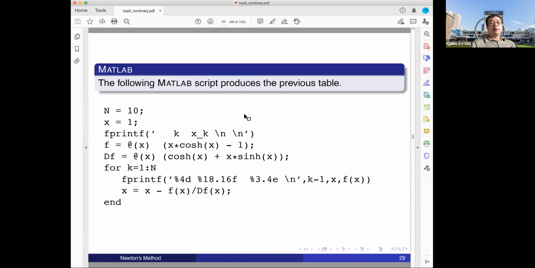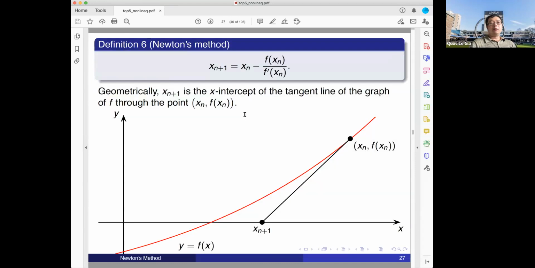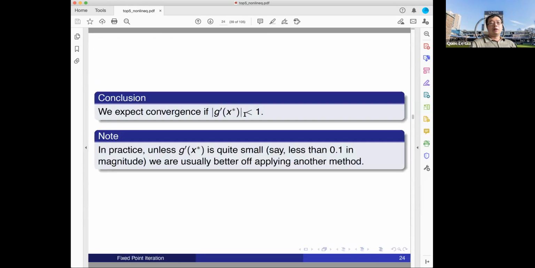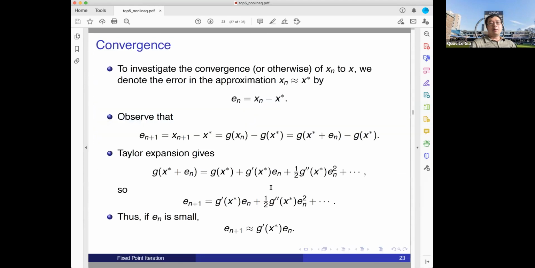So for the fixed point iteration, we just have e_{n+1} = g'(x_n) e_n. In other words, e_{n+1} over e_n equals g'(x_n). So then what is the order of convergence of the fixed point iteration?